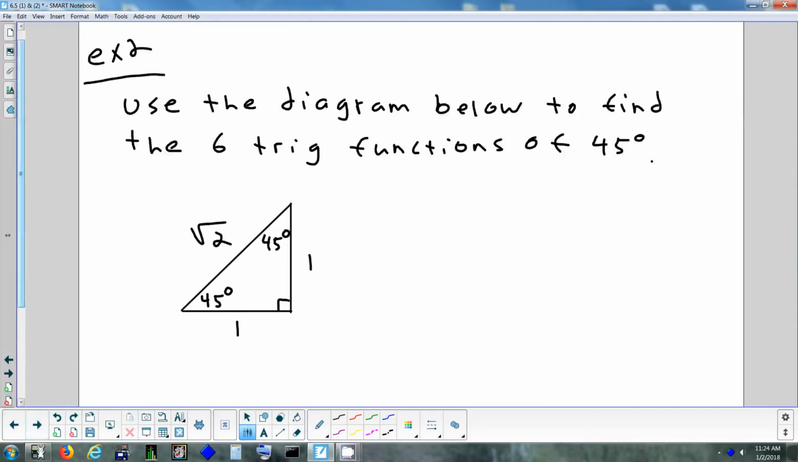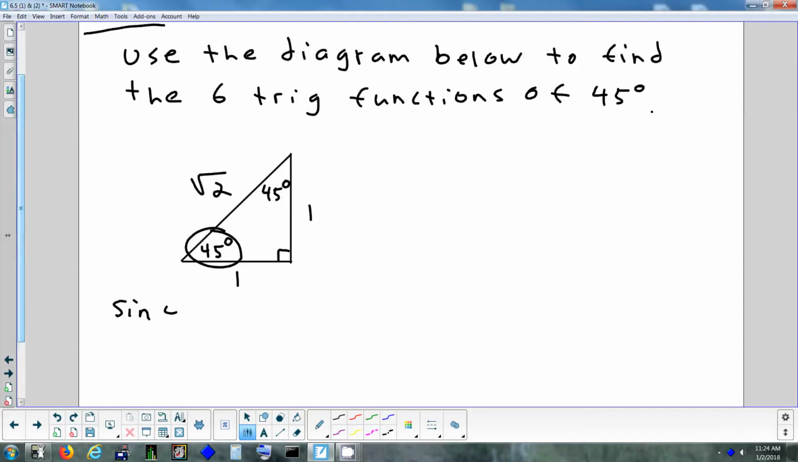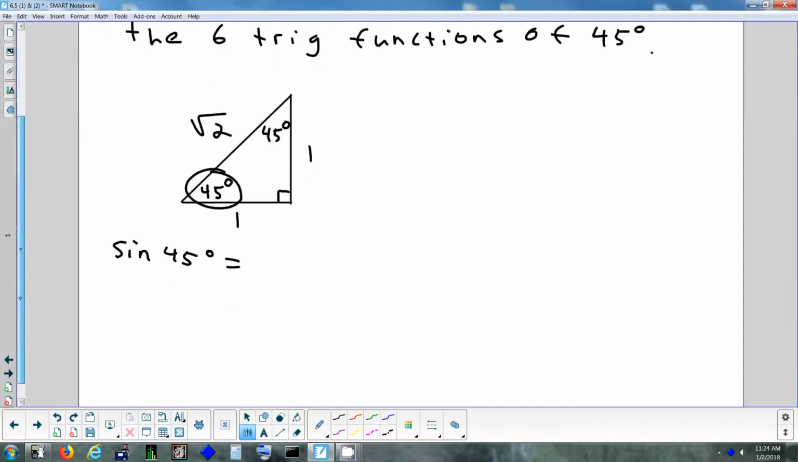Now, they want us to look at the trig functions from the perspective of the 45-degree angle. So, does it matter which 45-degree angle I pick? No. Okay. Pick either one. Let's look at it from the perspective of that one. It's not going to matter because these other 2 sides are the same, so you're going to get the same answer. So let's start with the sine. Miley, what's my sine?